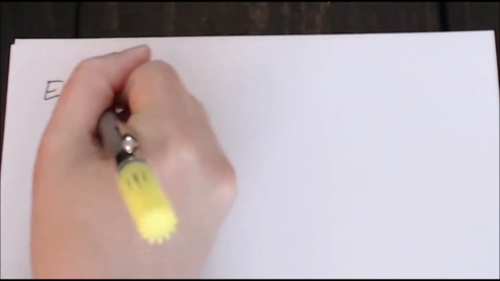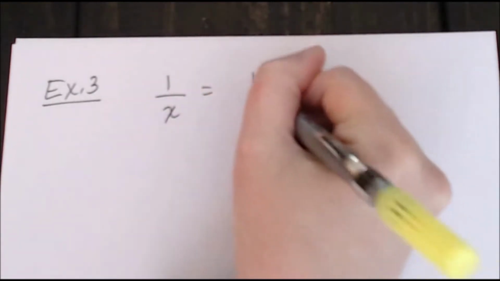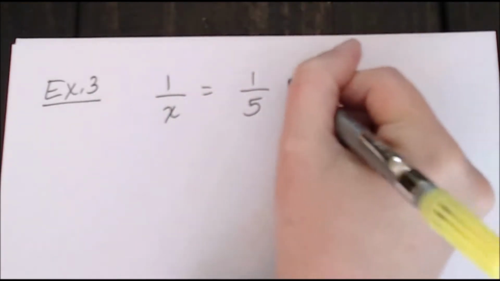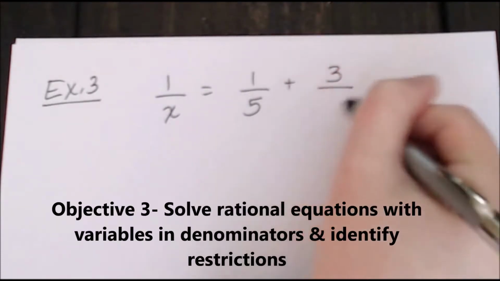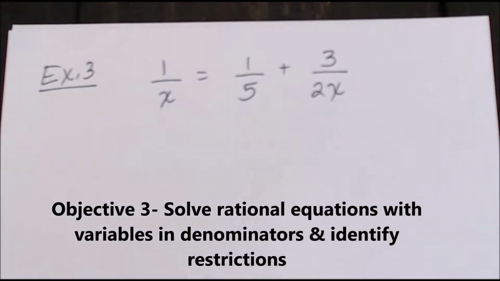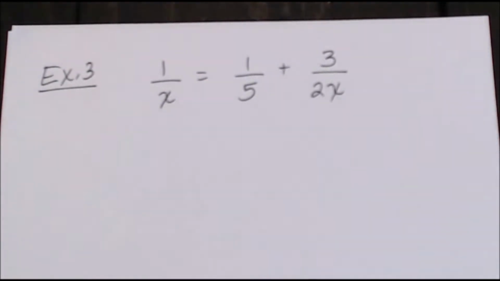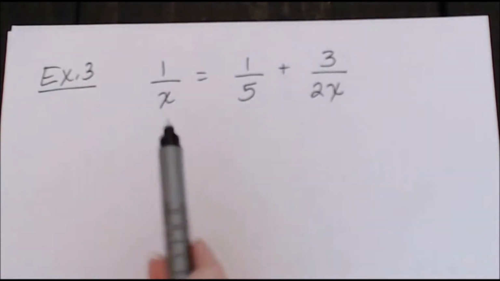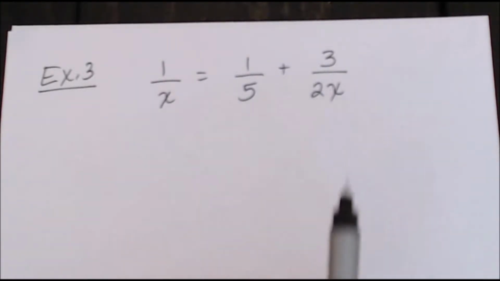Okay, so let's take a look at example 3. So we have another rational equation that they're asking us to solve. We've got 1 over x equals 1 over 5 plus 3 divided by 2x. And a couple things I want you to notice about this. We've got denominators, of course, because we have fractions, but we also have variables in the denominator. Notice that 2 of these denominators contain an x, and that wasn't the case in the last example.